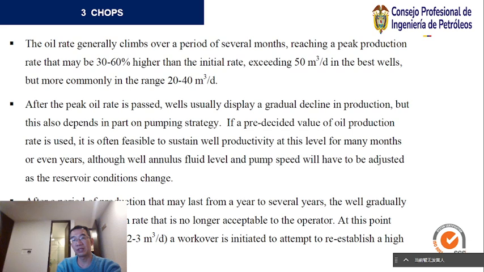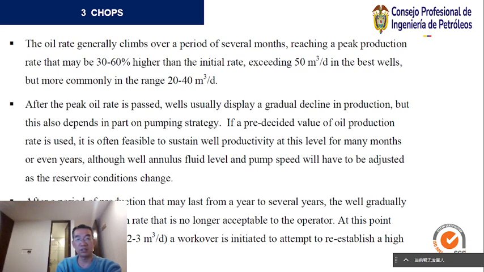If a pre-decided value of oil production rate is used, it is often feasible to sustain well productivity at this level for many months or even years, although well annulus fluid level and pump speed will have to be adjusted as the reservoir conditions change.